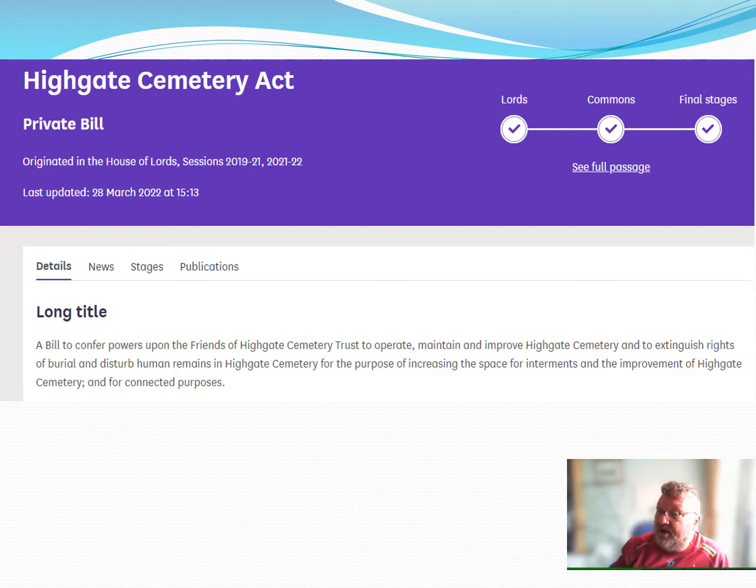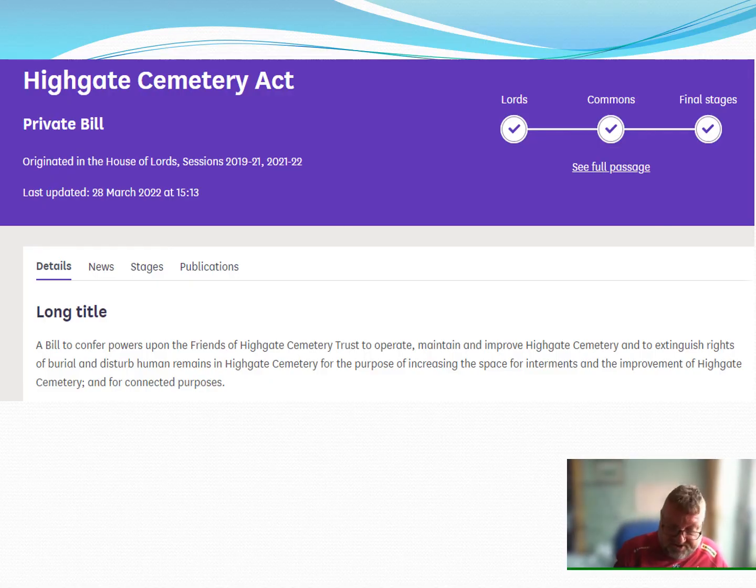The Highgate Cemetery Act came into law in March 2022, and it's a bill to confer powers upon the Friends of Highgate Cemetery Trust to operate, maintain and improve Highgate Cemetery, and to get rid of the rights of burial and disturb human remains in Highgate Cemetery for the purposes of increasing space for interments and the improvement of Highgate Cemetery and for connected purposes.